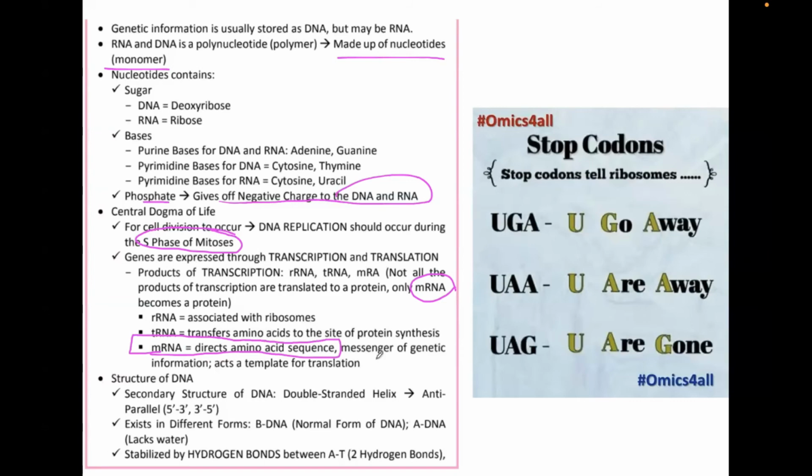If you remember, the other codons, each made of three nitrogenous bases, code for an amino acid. But these three do not code for any of the amino acids. They are our stop codons, where we can say that the translation is finished. So we have three. UGA: you go away. The clue is 'you are away'. UAA, and UAG: you are gone. It means stop. Why is it important? We will discuss it in the next slide.